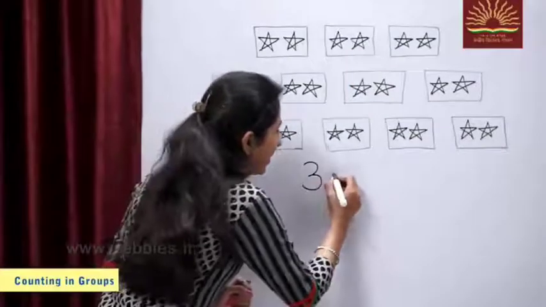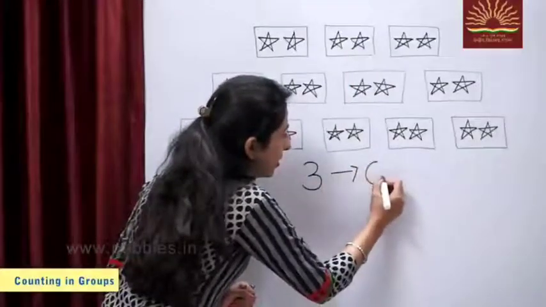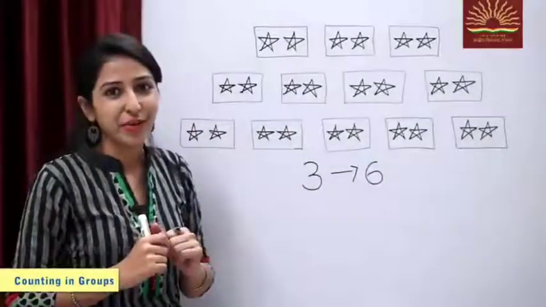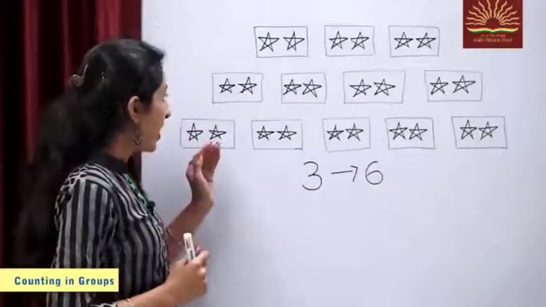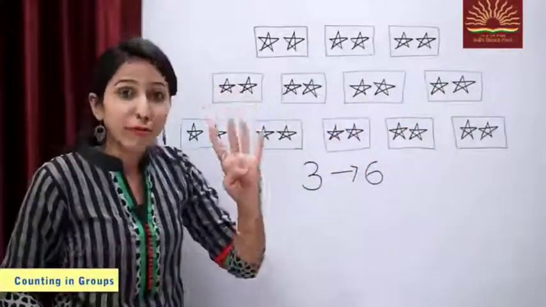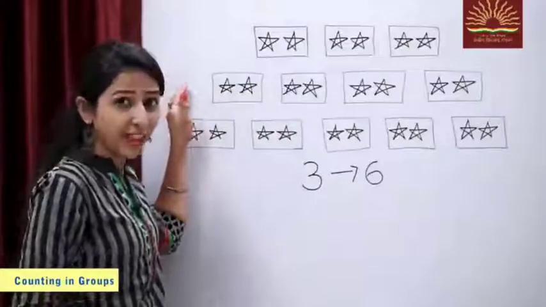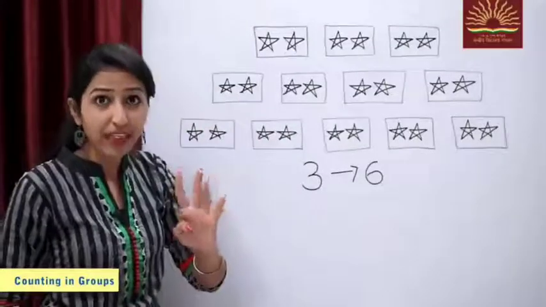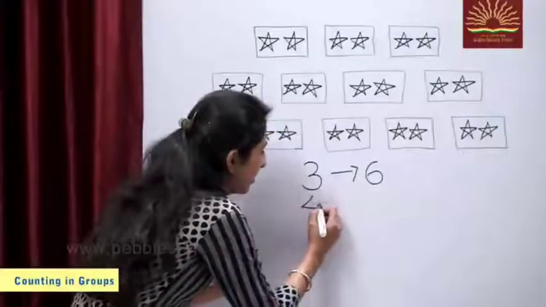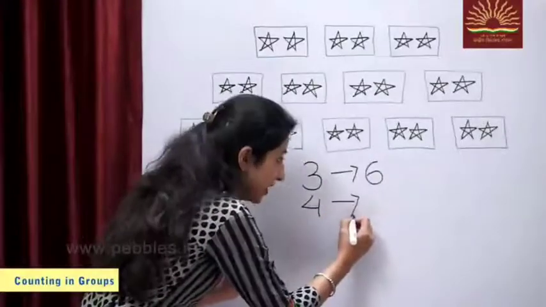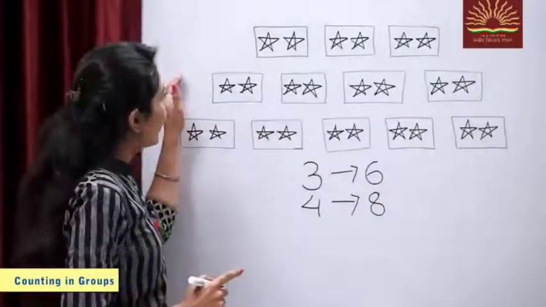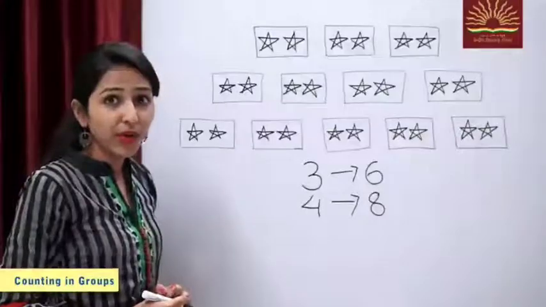So, total there are 6 stars in the first row. There are total 4 pairs in the second row. 4 pairs of 2 stars each. So there are total 8 stars in the second row.